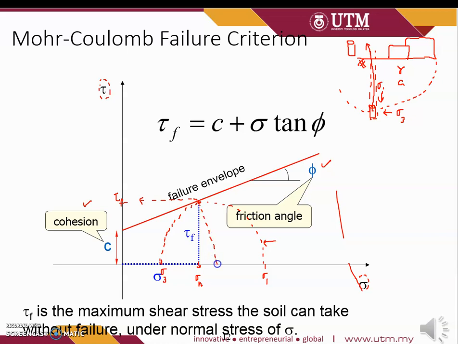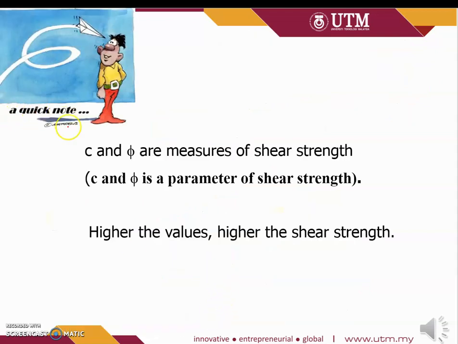And not to forget, if we know the middle point of the Mohr circle, we can also know the 2 theta, the theta angle. Theta angle is another parameter in the Mohr-Coulomb. Okay. So in general, we need to remember this is the Mohr-Coulomb equation. Tau at f equals cohesion plus the normal stress times the tangent of the internal friction angle of soil. So C and phi are the measures of the shear strength. If we have a higher value of C and a higher value of phi, the higher the shear strength will be.